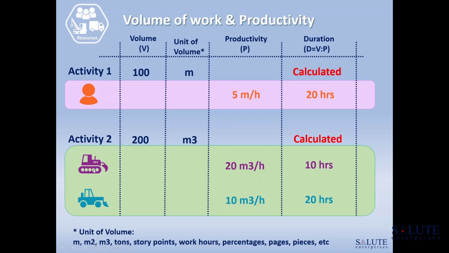If we wouldn't have access to the more powerful bulldozer and we only have access to a much lighter version of it with a different productivity, 10 cubic meters per hour, then our calculated duration for this activity would be 200 divided by 10, 20 hours.